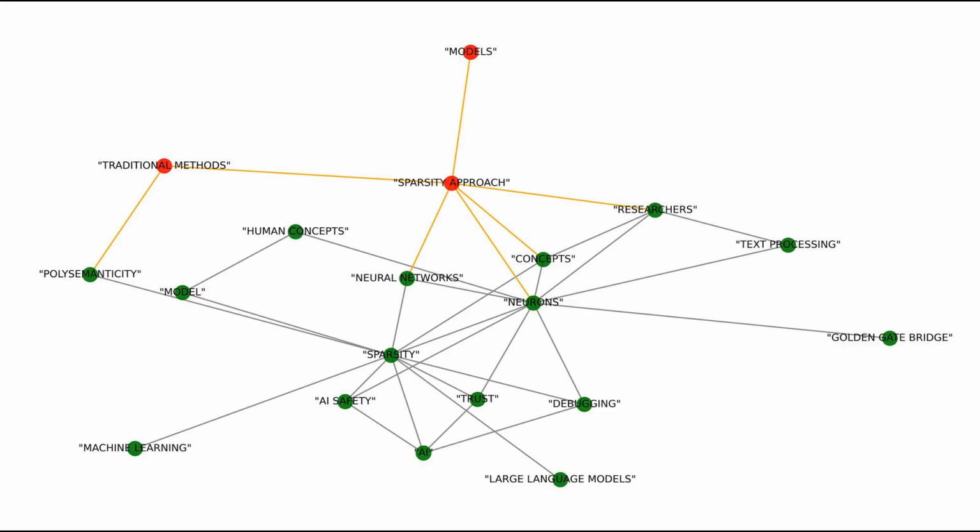One, clear mapping. Traditional methods often struggle with polysemanticity, where a single concept activates multiple neurons. This makes it hard to understand which neuron corresponds to which concept. In contrast, the sparsity approach encourages a one-to-one mapping, allowing each concept to be represented by a single neuron or a small set of neurons. This clarity helps in identifying specific concepts more easily.